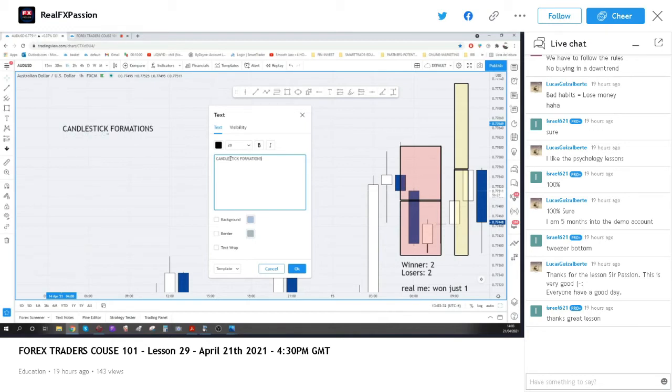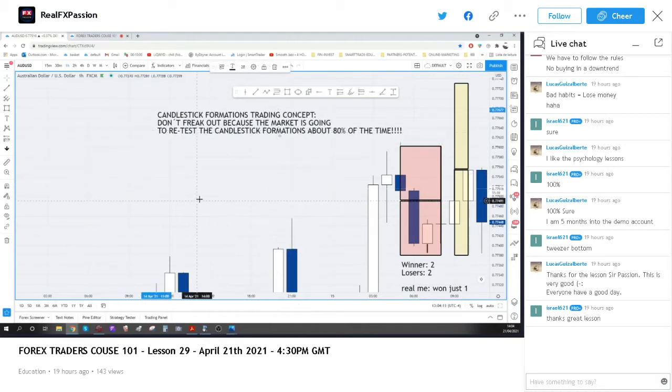Candlestick formations trading concept. Don't freak out, because the market is going to retest the candlestick formations about 80% of the time. Really? Yes, really.